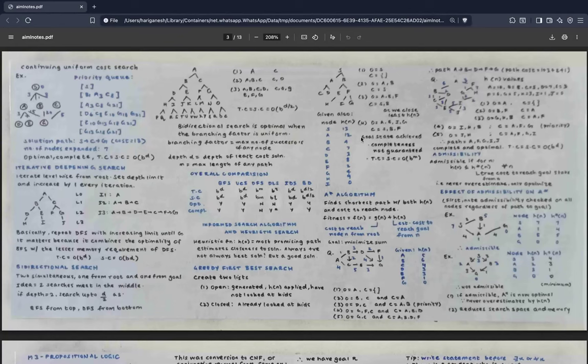h of n is the heuristic function, which is the estimate of how long it'll take to reach the goal from that node. So for example, if B's h of n is 4, then the estimate for you to reach G from B is going to be 4.